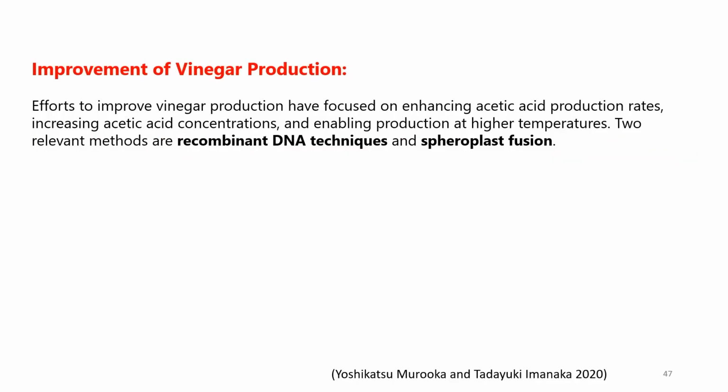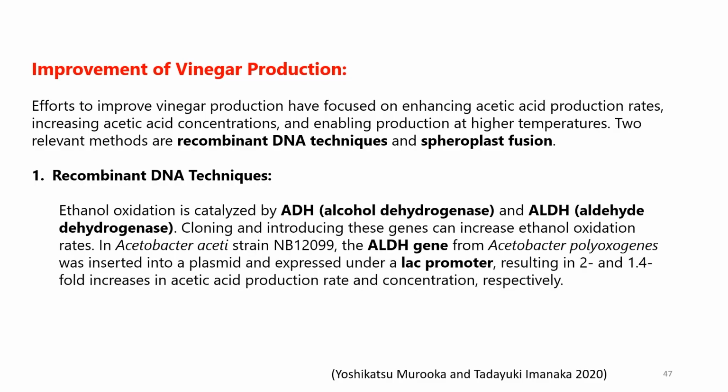Efforts to improve vinegar production have also been there, and it has been focused on enhancing the acetic acid production rates, increasing acetic acid concentrations and enabling production at higher temperatures. Two relevant methods are recombinant DNA techniques and spheroplast fusion for improvement of vinegar production. So, let us discuss the recombinant DNA technique.